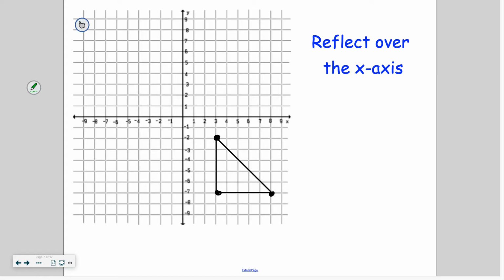Go ahead and try reflecting this triangle over the x-axis on your own. When you are done with that transformation, it ends up above the original figure.